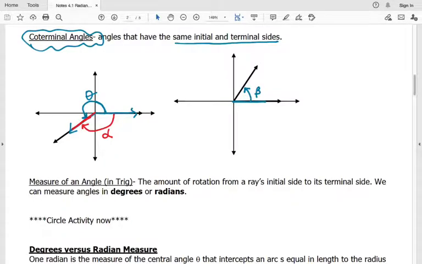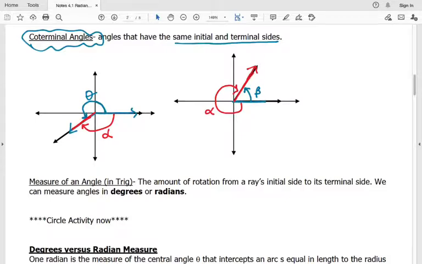Or I could have gone in the clockwise direction this way and called that angle alpha. Both of those angles have the same terminal side, so they're called coterminal angles. All right, we're going to start talking about how to do the measure of an angle.